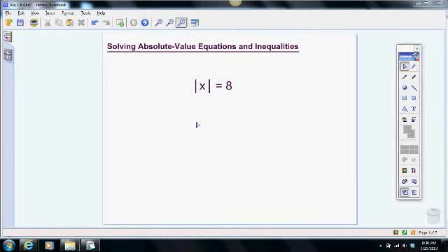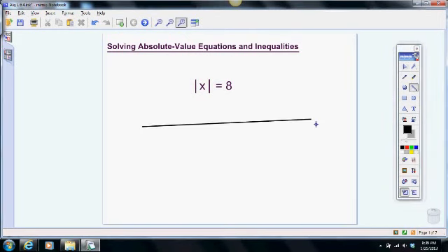We're going to discuss solving absolute value equations and inequalities. So let's try to remember what absolute value means. Absolute value means distance from zero on a number line. So if I have a number line and there's zero, when I'm talking about the absolute value, and that's what these two long lines here mean, the absolute value of what number equals 8? Well, basically, we're asking how far away from 0 can we get that it's still 8 units away.